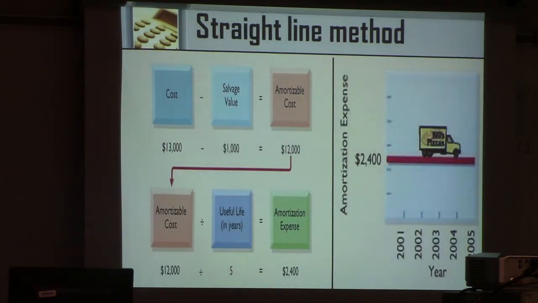So this is just a visual of how straight line works. You take cost minus salvage value, and then you get the amortizable cost at the beginning of the year. You take that amortizable cost and divide it by useful life, which is the number of years, and you get your amortization expense. You see on the graph, right beside that formula, it's a straight line. Every year, the amortization expense would be the same amount. It will not change. Hence the word straight line.